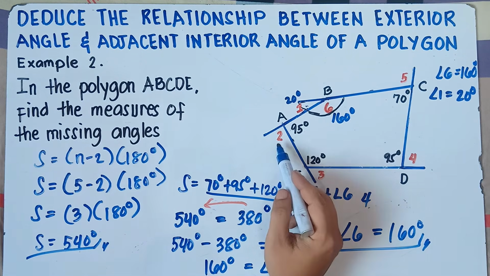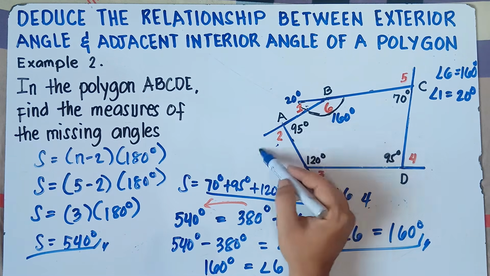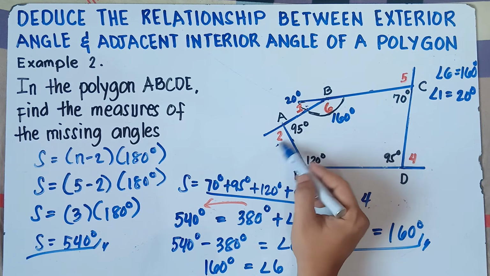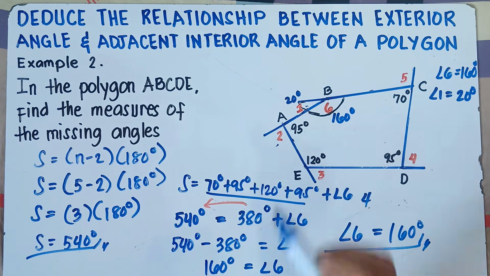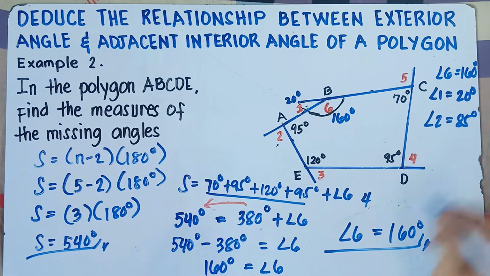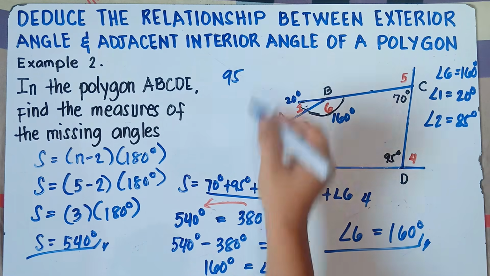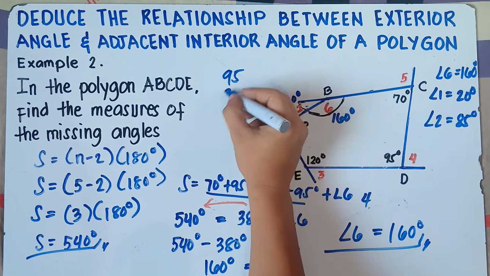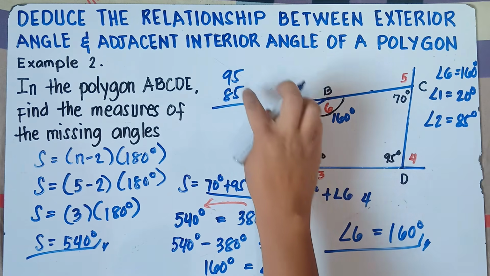Now, what would be the measure of angle 2, class? Once again, we have a straight angle. The sum of these two angles should be equal to 180 degrees. What's the answer for angle 2? That's correct. Angle 2 should be 85 degrees. So let's add 95 plus 85 and check if we get 180.